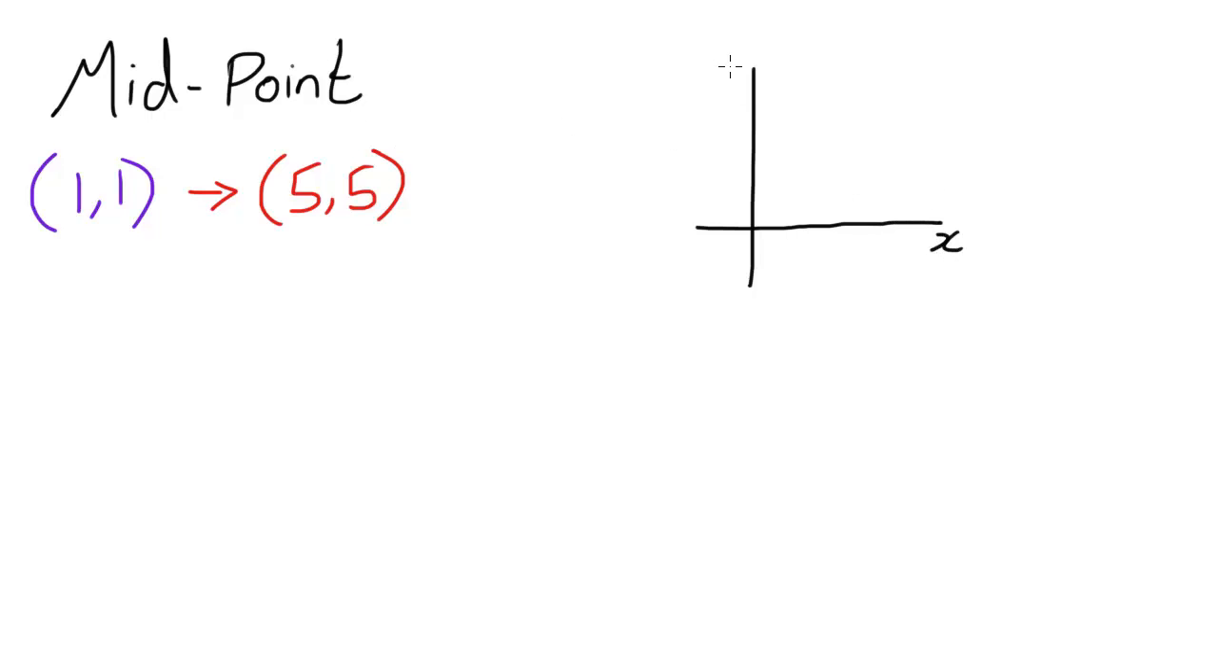So this is going to be my x, this is going to be my y, and I'm going to say, right, so my point 1, 1, let's do that in purple. So this is going to be 1, so that's 1, that's 1. So this is going to be my point there, and I'm going to have my point 5, 5 here: 2, 3, 4, 5 along, and 2, 3, 4, 5 up. So I have my line, let's do it in blue. So my line goes from the point 1, 1 to the point 5, 5.